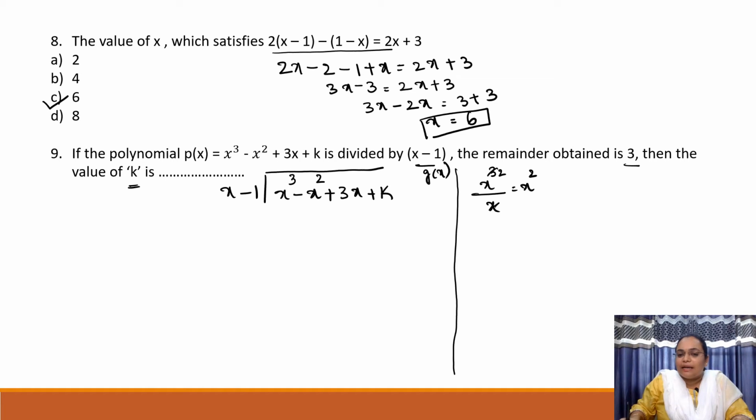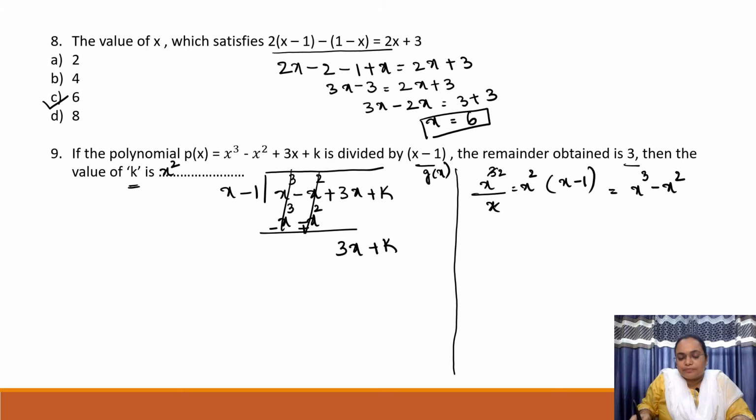Now we will multiply this x square with x minus 1, which is g of x. That will be x cube minus x square. The first term of q of x will be x square. I am just writing it here: x cube minus x square. So I am just changing the signs. This will get cancelled. Remaining is 3x plus k.